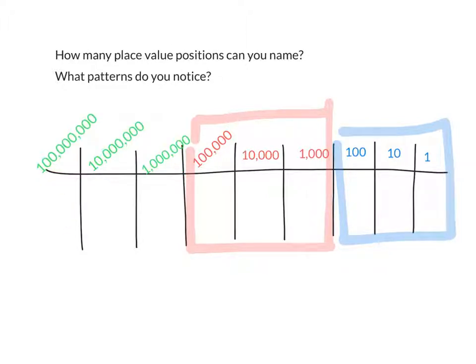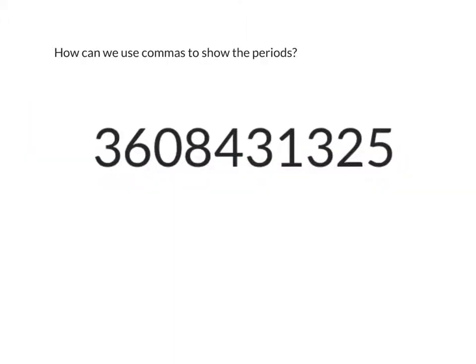Exactly. It looks like a lot of zeros, but now that you know the pattern, you know that it's the 1 millions, the 10 millions, and the 100 millions, and all together they make the millions period. Give me a thumbs up if this makes sense to you. If we have a very long number like this, how can we use commas to show where the periods are? Because once we know where the periods are, then we know how to say that number. So first, copy these digits in that exact order into your notebook, and then see if you can use commas to show where the periods should go.